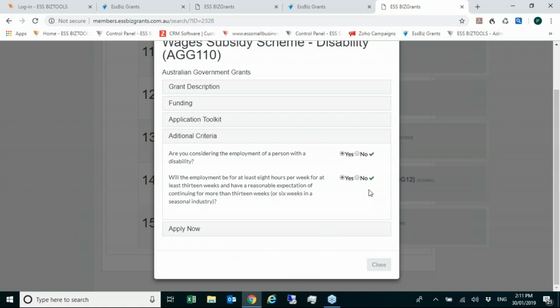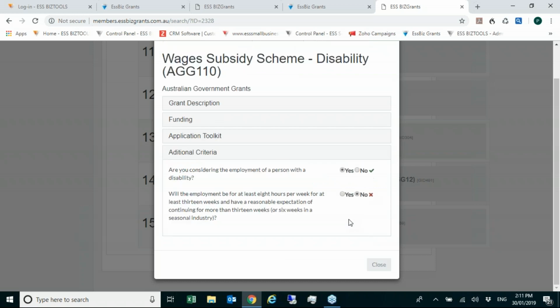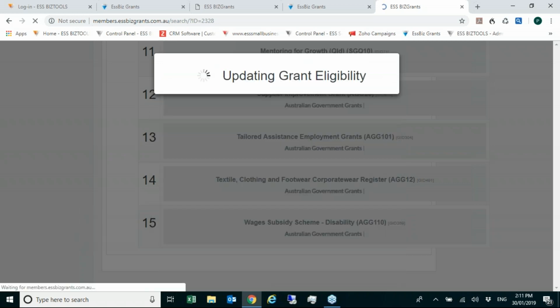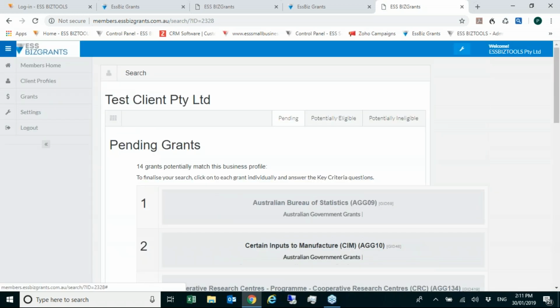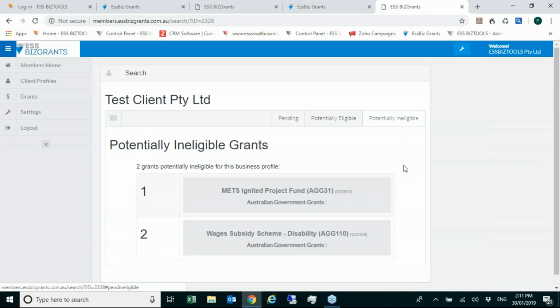If you answer no, and no is not always an incorrect answer, but if you gave an answer that wasn't right, it would put it into the list of those you weren't eligible for. So if we do that now, let me show you. So that's gone. And if I close out now and go back up here to potentially ineligible, we had one, it's now two.